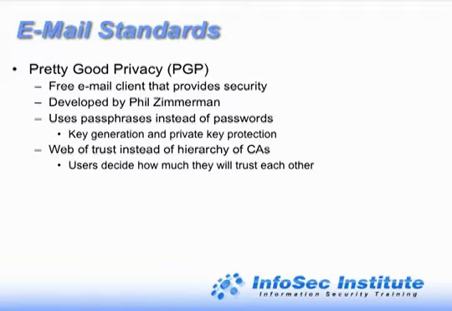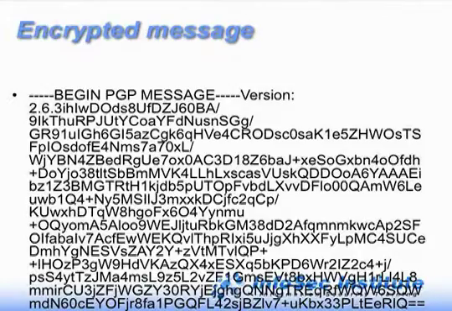It uses passphrases instead of passwords, and it usually does some pretty good entropy, which basically means the random number generation seed has a lot of user interaction. It has a web of trust instead of a hierarchical certificate authority. Basically, users decide how much they will trust each other. And this is a sample of an encrypted message. Of course, there's the begin and the end, so you have to have their key to be able to decrypt the item. If you're going to be encrypting to somebody, you get the target's public key, and then they decrypt it with their private key.